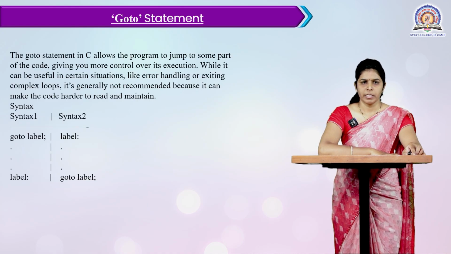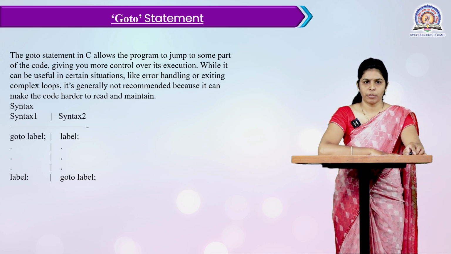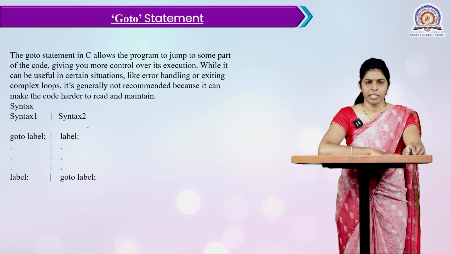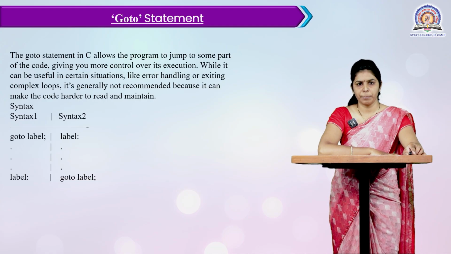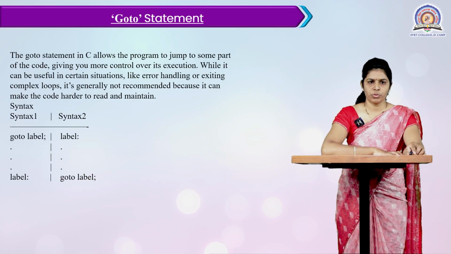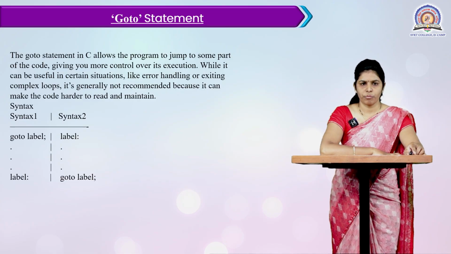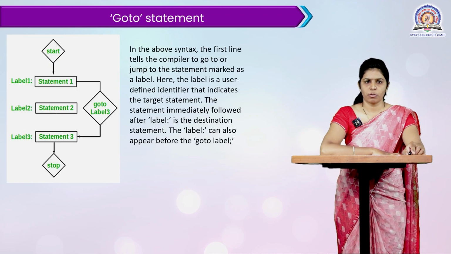Next, goto statement. The goto statement in C allows the program to jump to some part of the code, giving you more control over its execution. While it can be useful in certain situations like error handling or exiting complex loops, it's generally not recommended because it can make the code harder to read and maintain. So the syntax of a goto statement: first goto label, then second, the syntax of a label, then goto label. The goto statement flow chart.